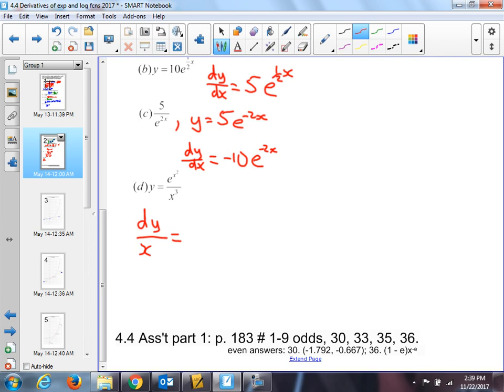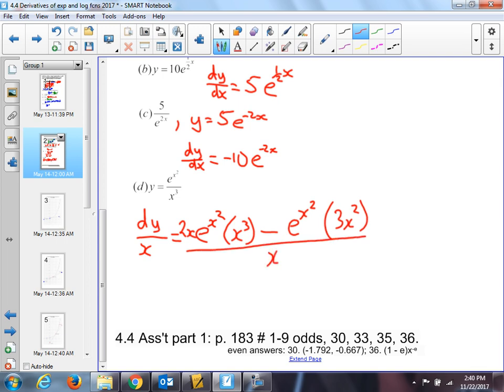It's equal to the derivative of the top, leave the bottom alone. Now the derivative of the top is e to the x squared. What's the derivative of the x squared part? 2x, so I'm going to put that down. 2x times the bottom left alone. Plus, minus. And then the top expression left as is times the derivative of the bottom over x to the 6.